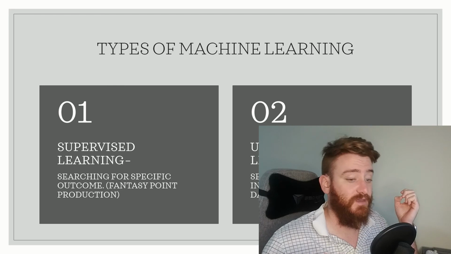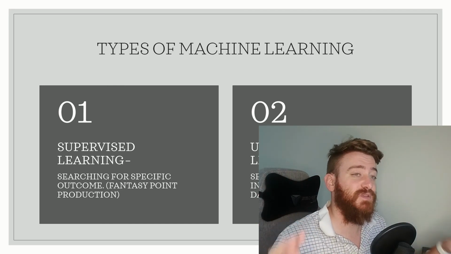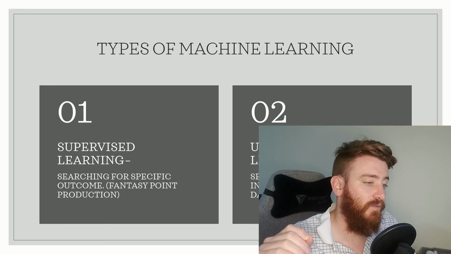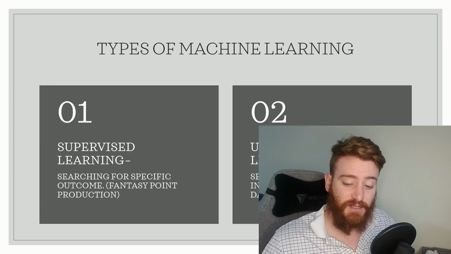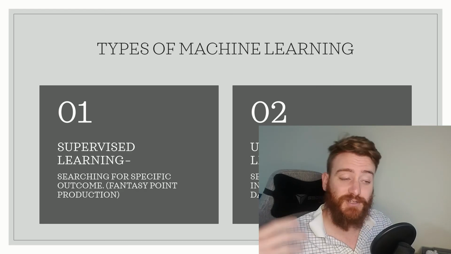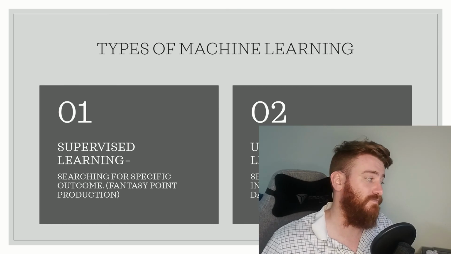Unsupervised learning is when you have a large data set and you don't really have a specific endpoint in mind. That's when you're more looking for insights or patterns in the data. You have your big data set and you just kind of want to know what's there. You're not entirely sure, you're just kind of poking and prodding. That's more like exploratory data analysis.